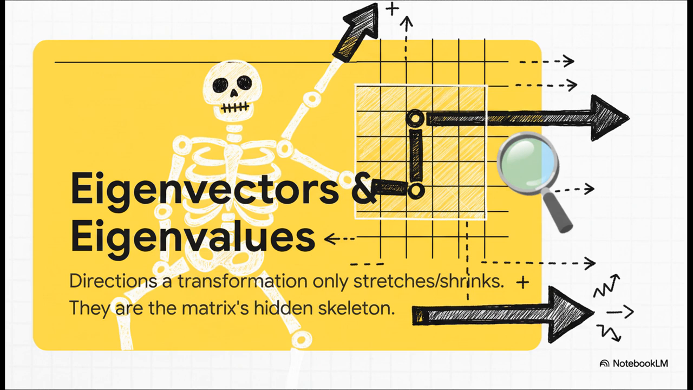Eigenvectors are the special directions in space that don't get knocked off their axis by a transformation. They just get stretched or shrunk. And the amount they get stretched by? That's the eigenvalue. They're the true, unchanging core of the transformation.